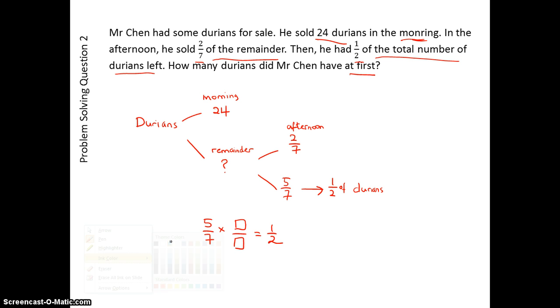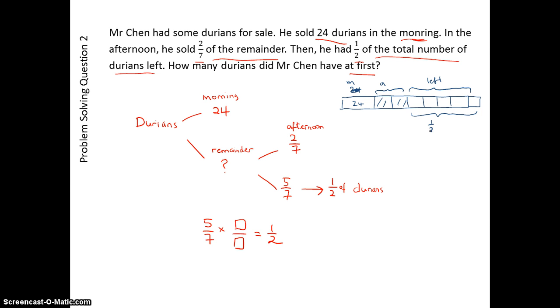Okay, so let's try drawing a model. So total number of durians. He sold 24 in the morning. 2/7 of the remainder. So the remainder is this. I need to break it into 7 pieces. 1, 2, 3, 4, 5, 6, 7. So 2/7 of the remainder in the afternoon. So this is 24. This is morning. This is afternoon. Now, this is how much he had left. And this is half of my durians.